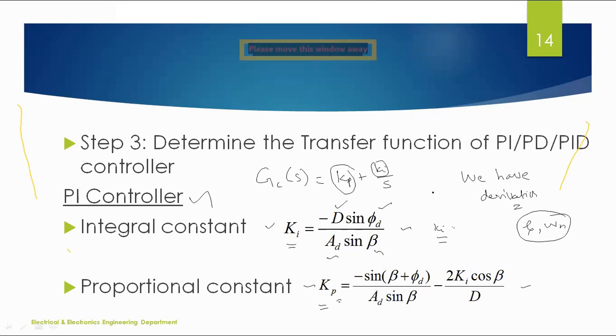We know G of S and then GC of S. We can multiply both because these two blocks are in series. After that, we have to check whether the answers are correct or not; we will check one by one. So this is the procedure to design KP, KI, and KD.